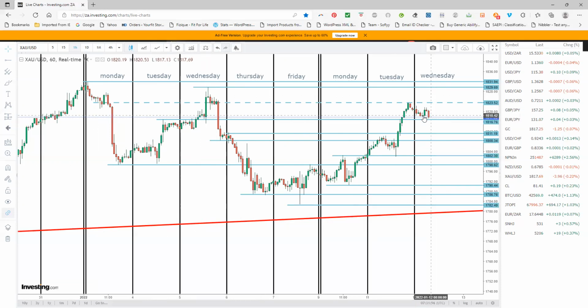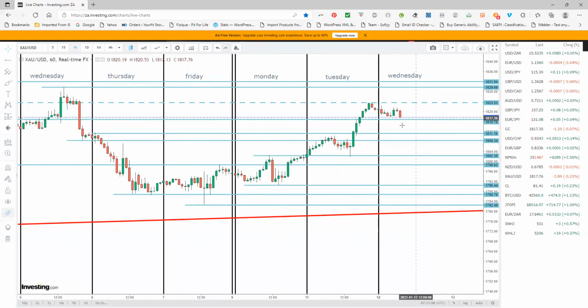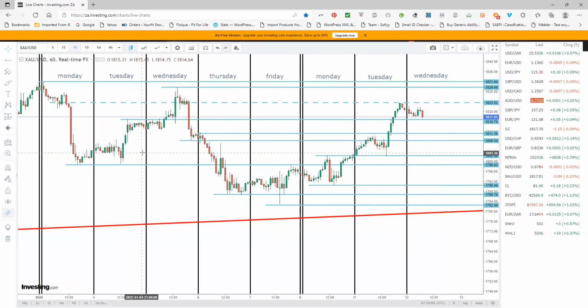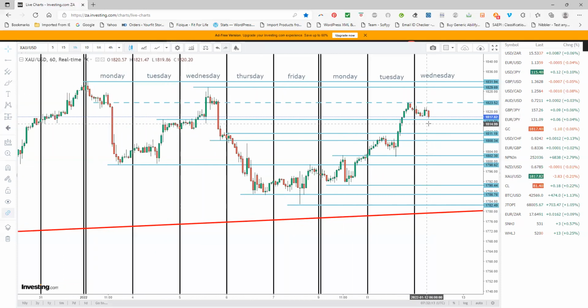Look at today, where we are. Price is playing with it. Can you see that? Tuesday's high, price is playing with it. It might not break it. If it breaks it, it will drop down. So I'm going to mark that one also as a dotted because it's important.